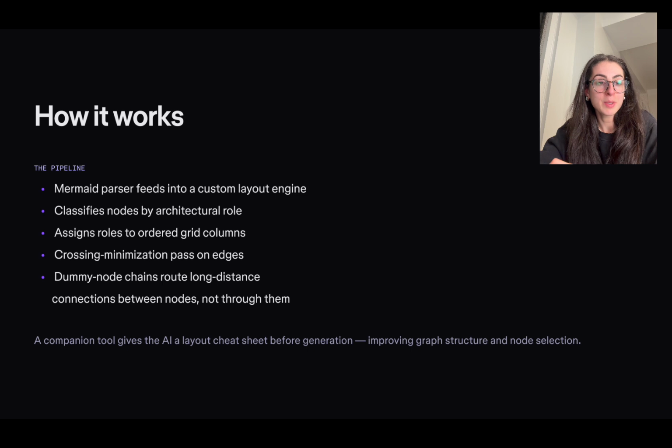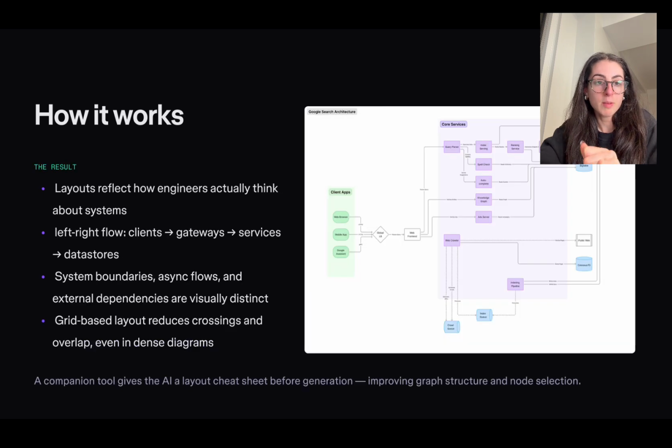So I built a custom pipeline and layout library, and that certainly did not take a week. The Mermaid parser feeds into a custom layout pipeline, classifying each node by architectural role, assigning roles to grid columns, running a cross minimization pass, and routing long-distance edges through invisible dummy nodes. On the AI side, a companion tool gives the agent a layout and styling cheat sheet before it even generates the Mermaid, so the graph structure is better from the start. The result? Diagrams that reflect how engineers actually think about systems. Left-to-right flow, clear boundaries, and minimal crossings.